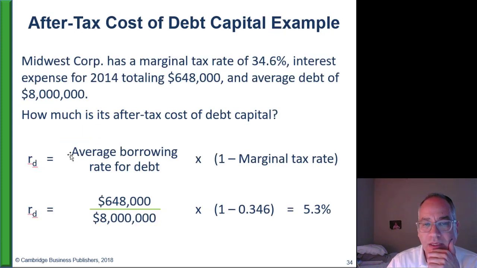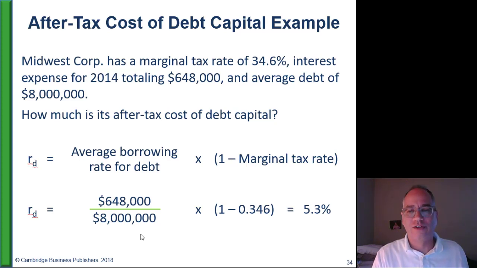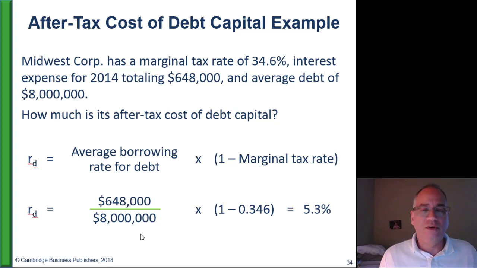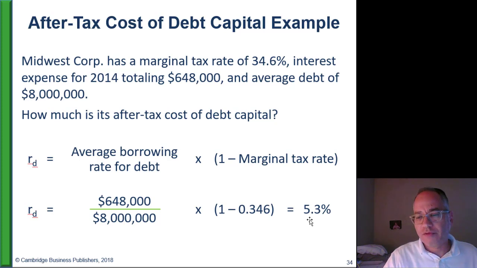So here's an example. Let's say this company has $648,000 in interest expense and an average debt of $8 million. So that interest rate would be 648 divided by 8 million, and then multiplied by 1 minus the marginal tax rate. See, the problem with the marginal tax rate is you don't know what it is when you look at the financial statements. Companies don't disclose the marginal tax rate. So you're really stuck using the effective tax rate instead of the statutory rate. So you would get 5.3% as the cost of debt capital.